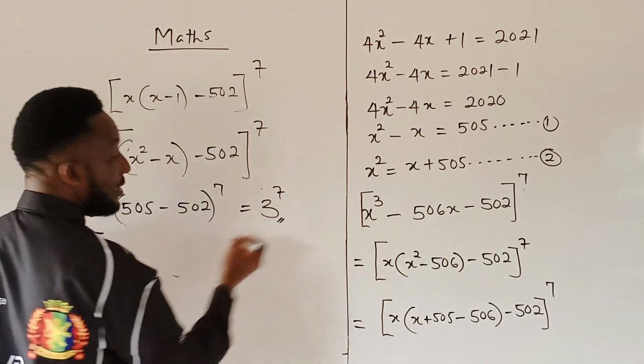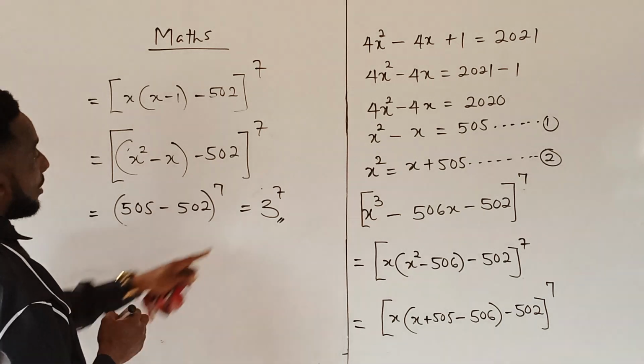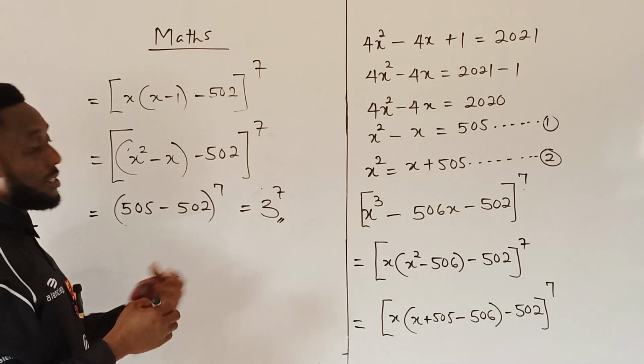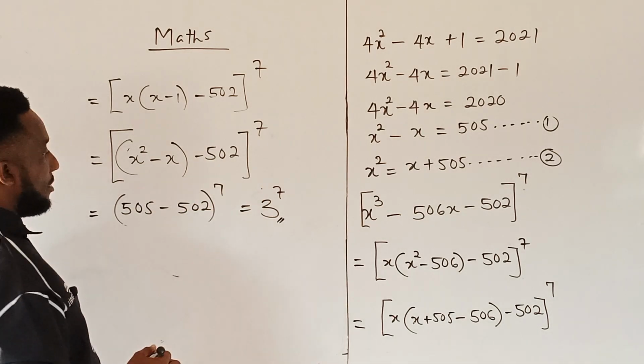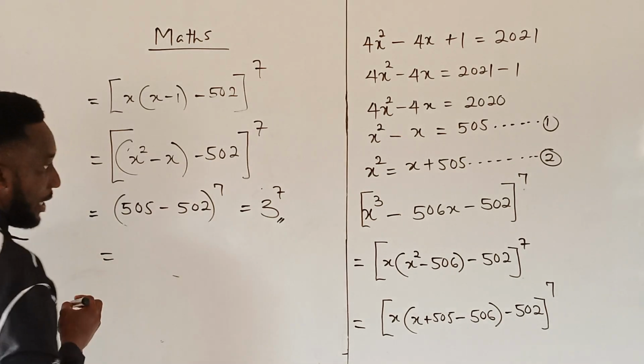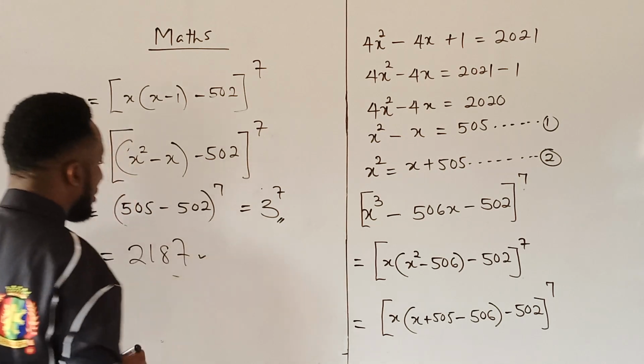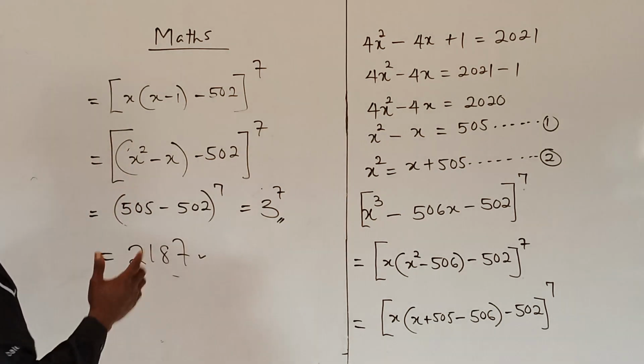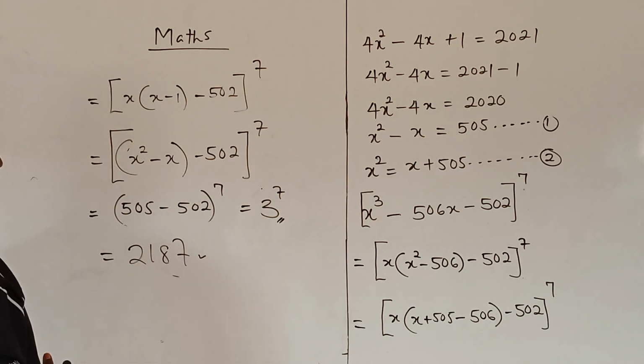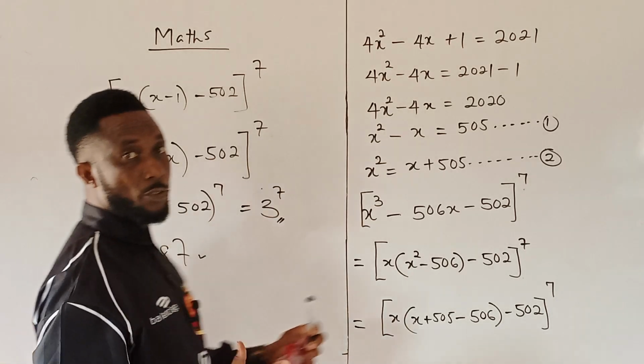It's actually the answer in index form. 3 to the power of 7 means 3 multiplied 3 7 times. So if you do the math, that will give you 2187. So this is the answer to this simple algebraic work. And we are done with this class.